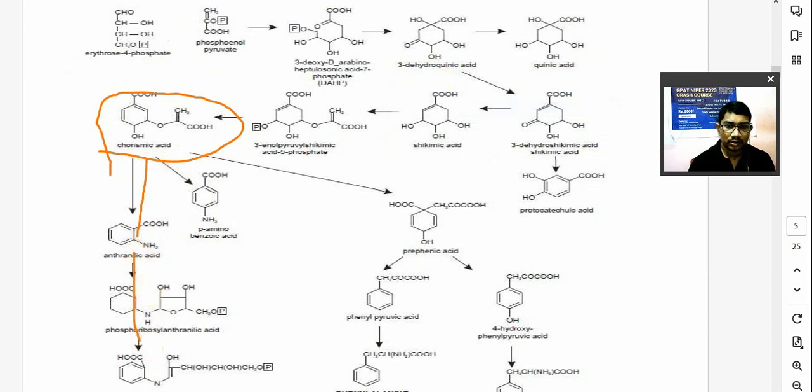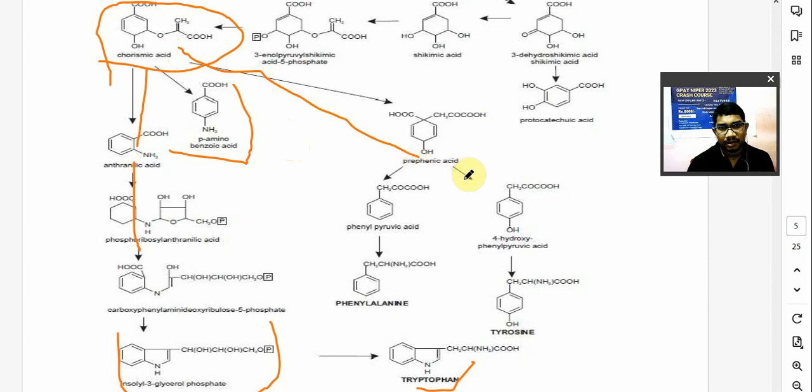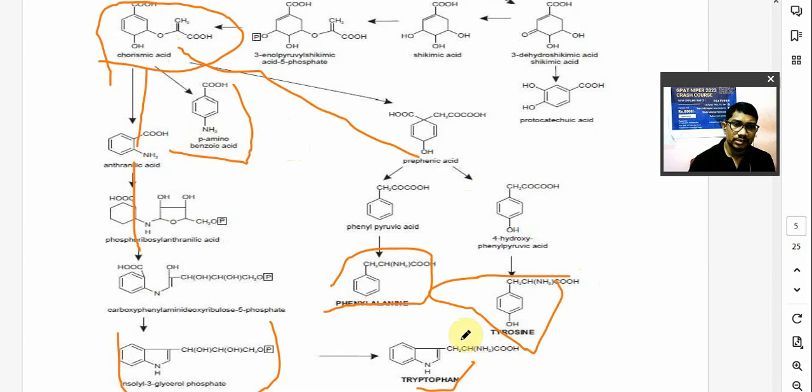Shikimic acid pathway for GPAT. Erythrose 4-phosphate and phosphoenol pyruvate will interact with each other and are condensed to form 2-keto-3-deoxy 7-phosphoglucoheptanoic acid, and it is catalyzed by an enzyme known as DAHP synthetase. Once you get the phosphoglucoheptanoic acid, that is converted into 3-dehydroquinate by the enzyme known as dehydroquinate synthase.